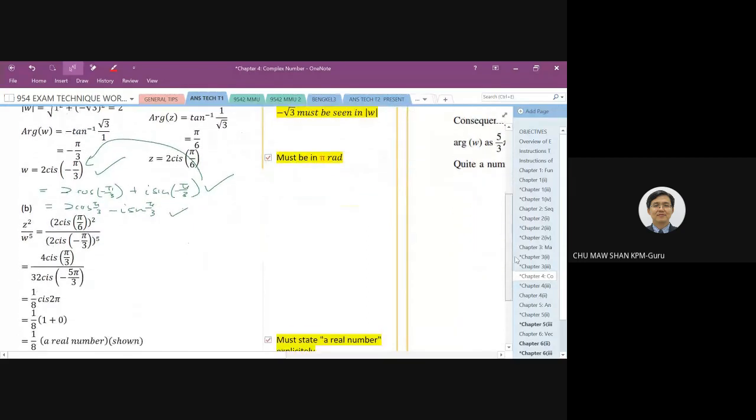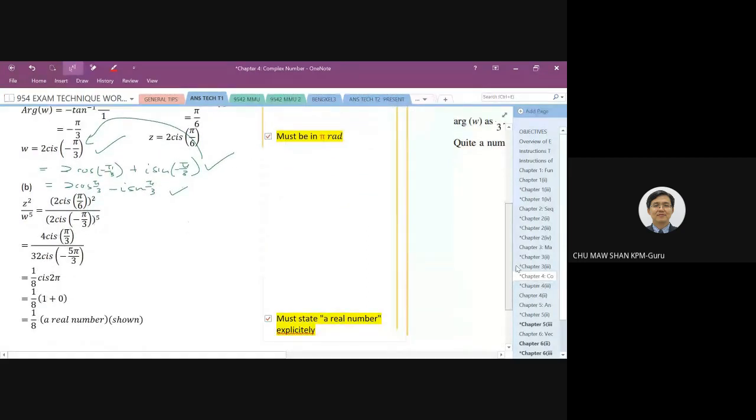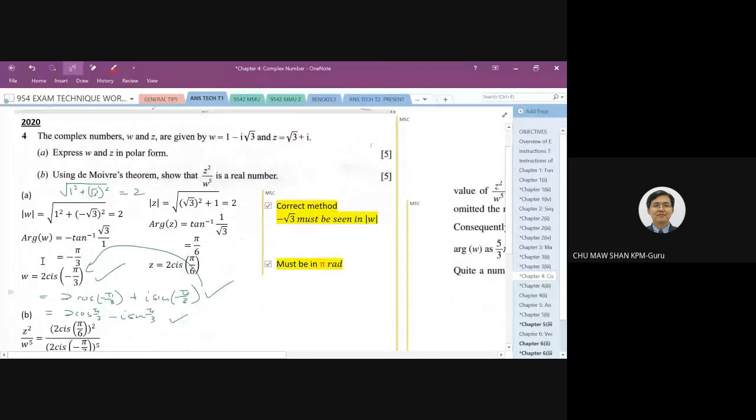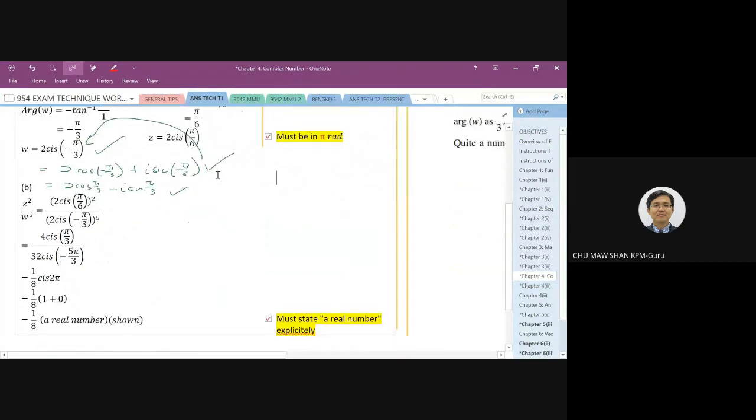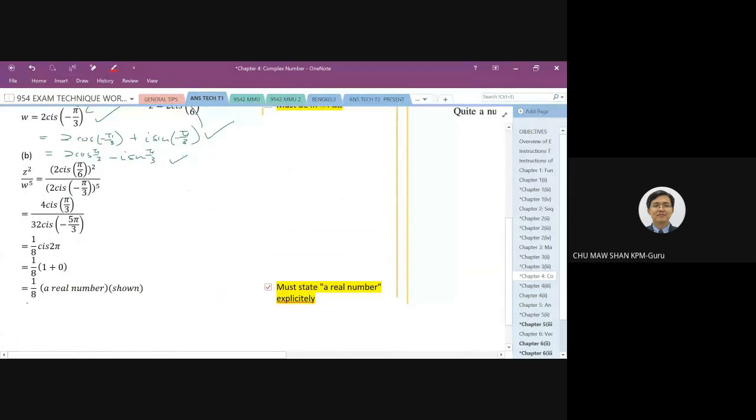All right. This one I just want to give the comment here. You see, they say that use De Moivre's theorem show that Z power 2 divided by W power 5 is a real number. Then in your answer, finally, you must comment. Comment here is a real number. Must state. Don't silence. Diam-diam saja.